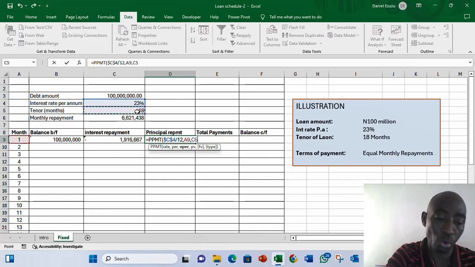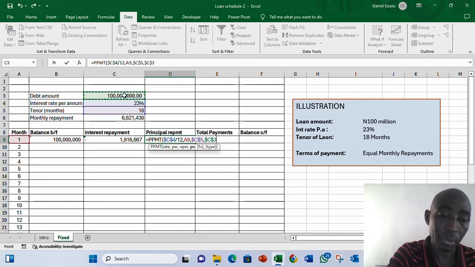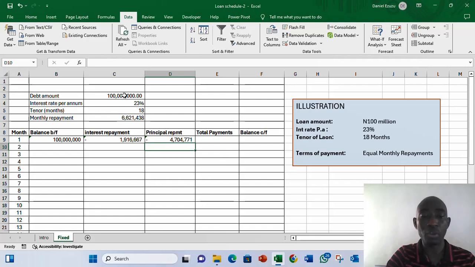18 payments. So we already have that. So that's all I need. I just simply take my comma and then the present value of the facility, which is this. That's all. I hit my enter key. So I'm going to pay that.